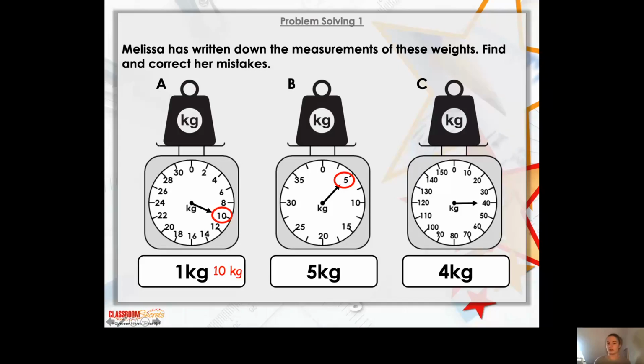What about C? Has she got this one correct or incorrect? Well, she says that it is 4 kilograms. But we can see here that the arrow on the scales is pointing to 40. So therefore, again, she is incorrect. And rather than it being 4 kilograms, it is actually 40 kilograms. So well done if you managed to spot that mistake. Fantastic. Okay, let's move on to our next question.